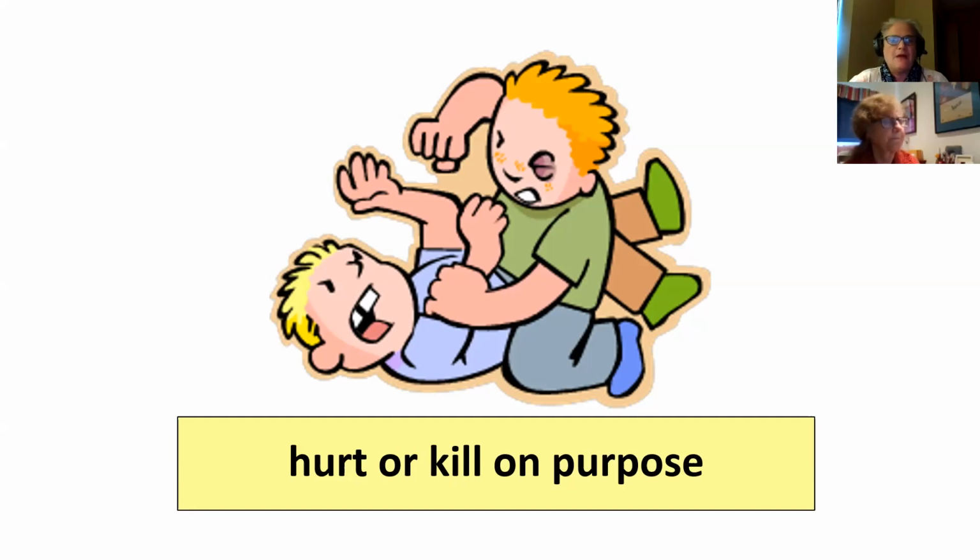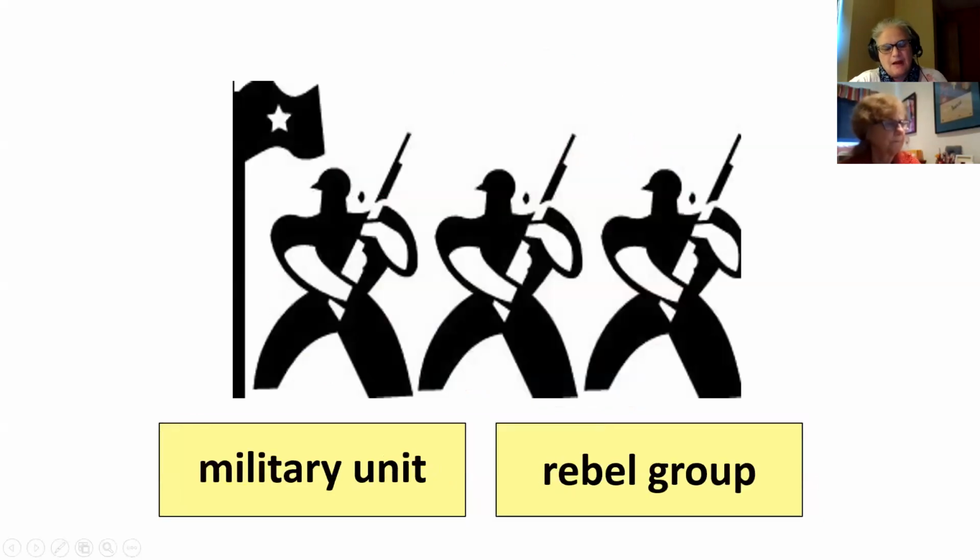Right. Now, the key words are on purpose. Sometimes you're in a car accident, or sometimes there's been an accident and somebody accidentally dies. You did not plan this. This is something that you planned and then you actually did it. Okay. So this one, have you ever been a member of a military unit or rebel group?